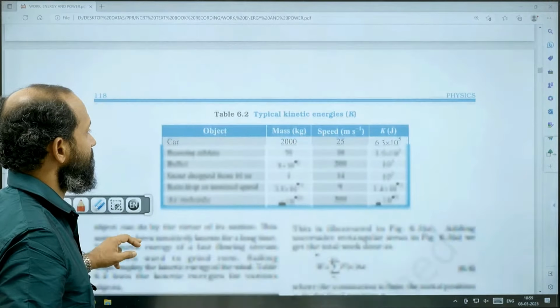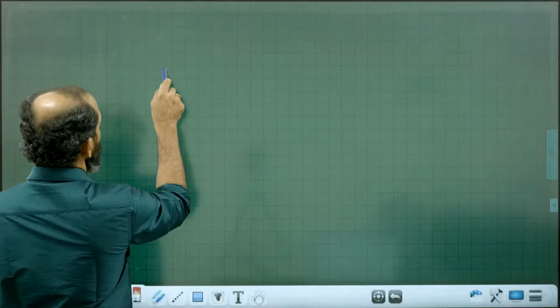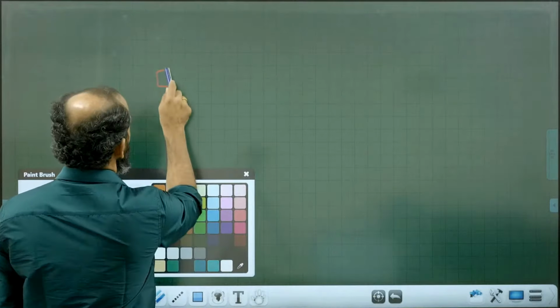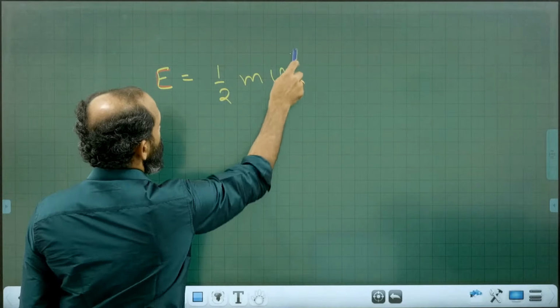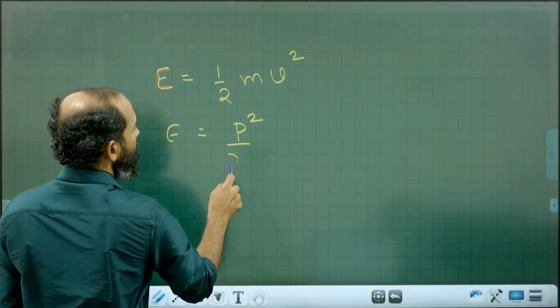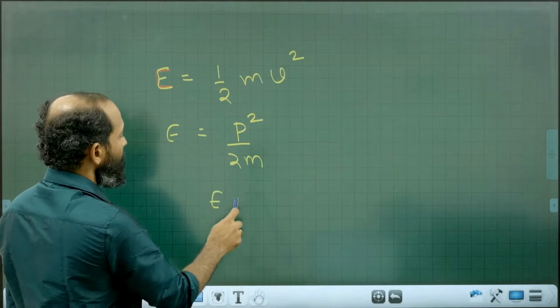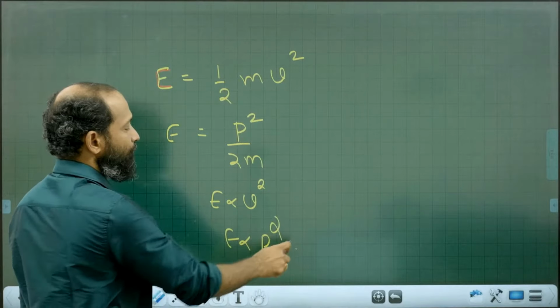Kinetic energy, that also is very important. Formula for kinetic energy, everybody knows. Kinetic energy is equal to half mv square. Kinetic energy can also be written as p square by 2m, where p is the linear momentum. Kinetic energy is proportional to square of the speed, and proportional to square of linear momentum.